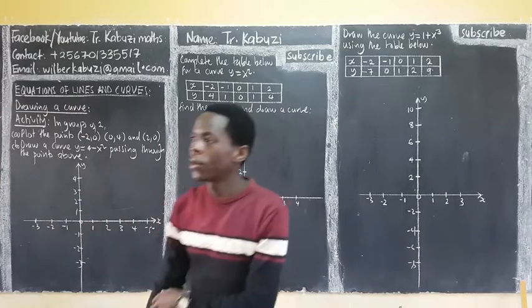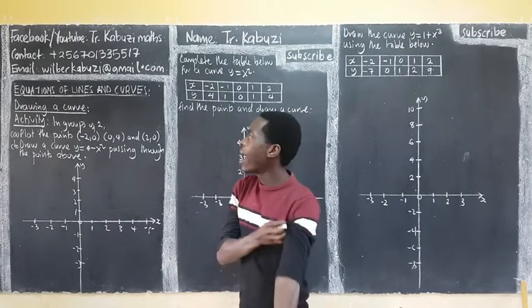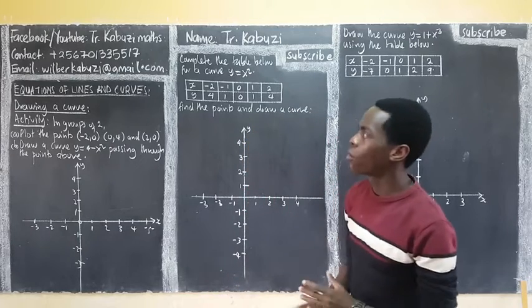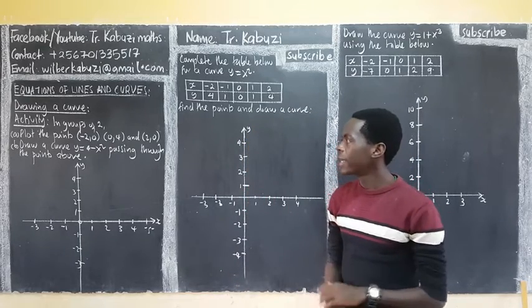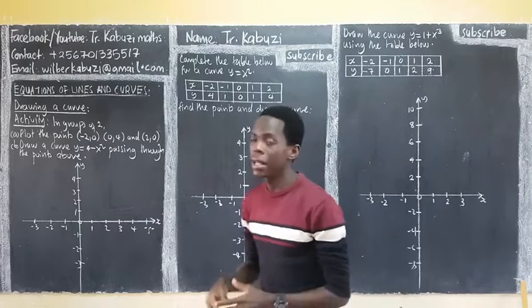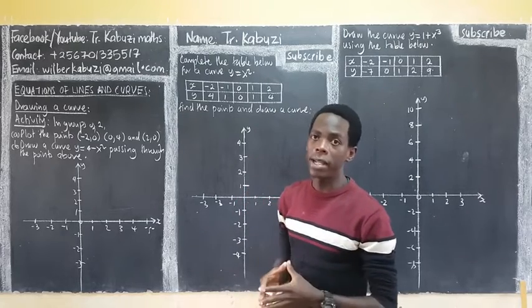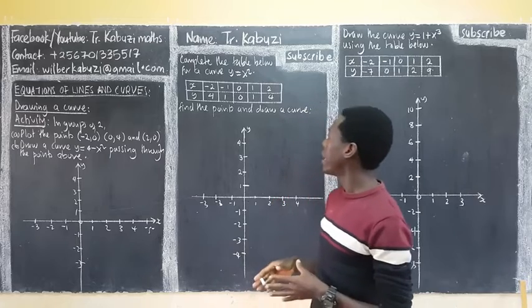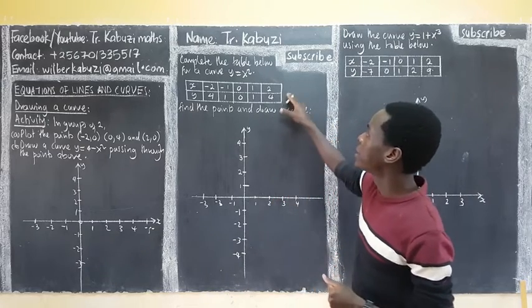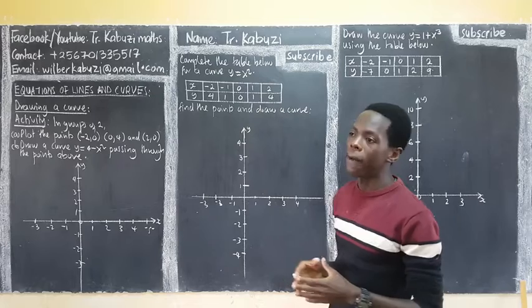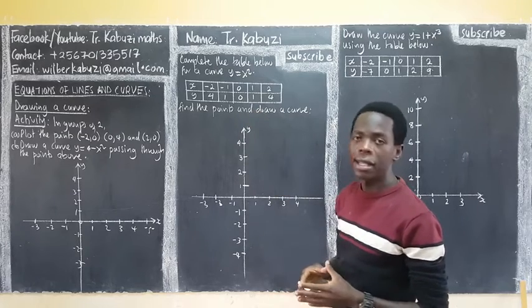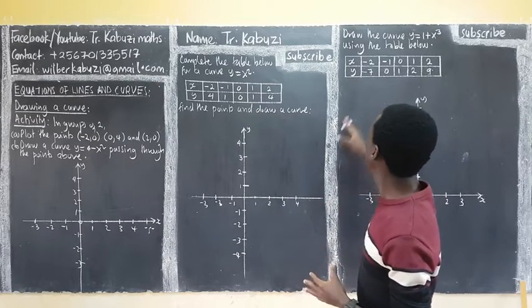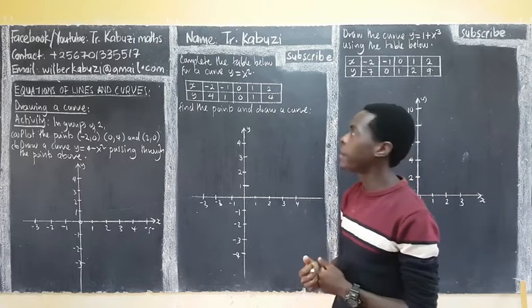Now members, in this lesson we are going to focus on how we sketch or draw curves. In the first case, they will give you points and tell you to find the curve passing through those points. Another time they will give you such a table and tell you to find that. And the other way, they will give you this and tell you to copy and complete the table.